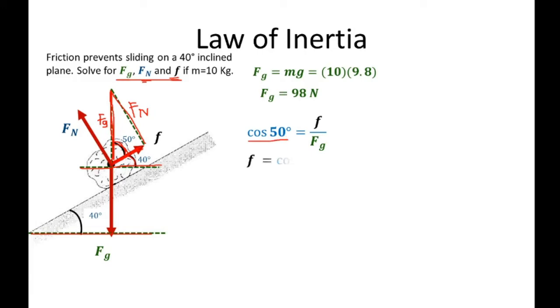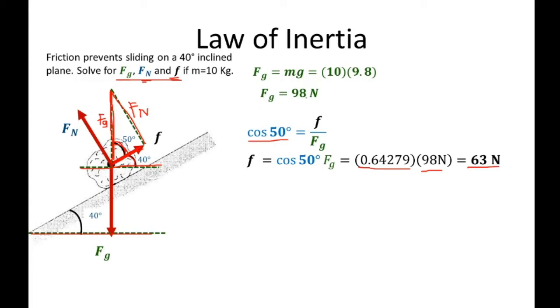Then rearranging that one, we will have friction force is equal to cosine 50 times force of gravity. So substituting values, we have cosine 50 times the force of gravity, which is equal to 98 Newton, and our friction force is equal to 63 Newton.